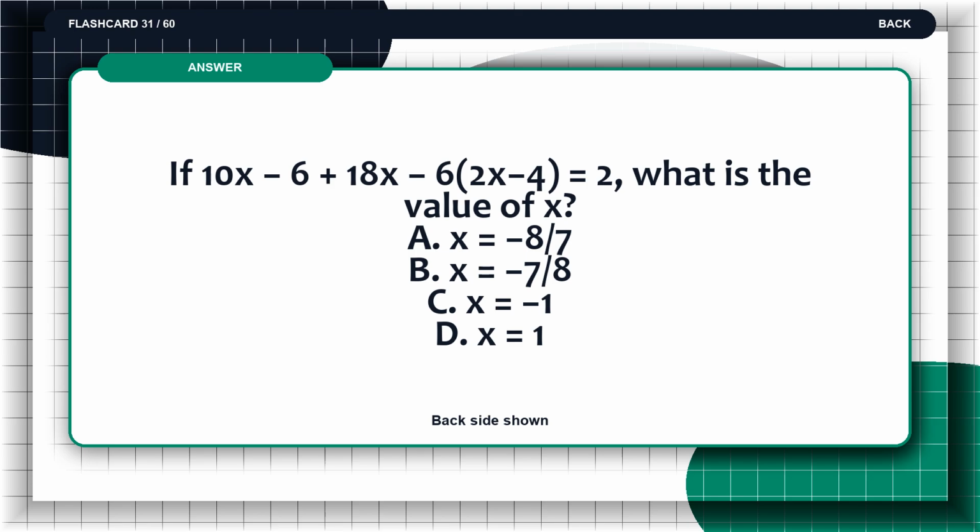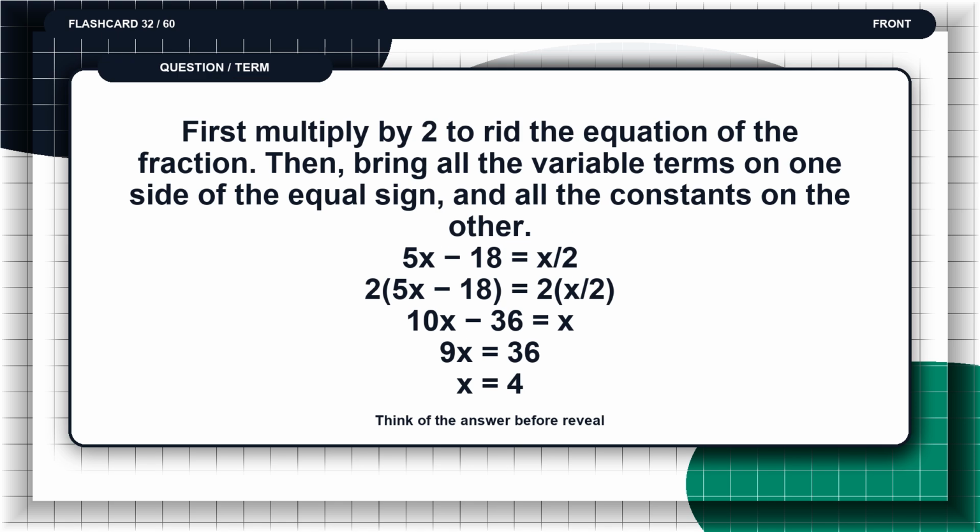The answer is: if 10x minus 6 plus 18x minus 6, over 2x minus 4, equals 2, what is the value of x? A: x equals minus 8/7. B: x equals minus 7/8. C: x equals minus 1. D: x equals 1. Flashcard 32. First multiply by 2 to rid the equation of the fraction.